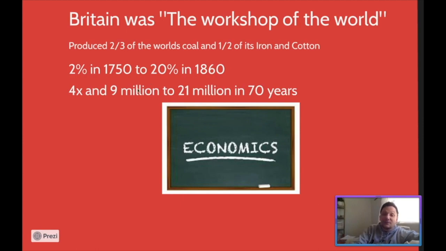You're going to see the population of Britain go from 9 million in the early 1700s to 21 million within 70 years, right? So by the 1800s, they have 21 million. And remember, during the French Revolution, it was always considered that France was the most populated country by a long shot with 25 million, but Britain is gaining on them fast because of the Industrial Revolution.